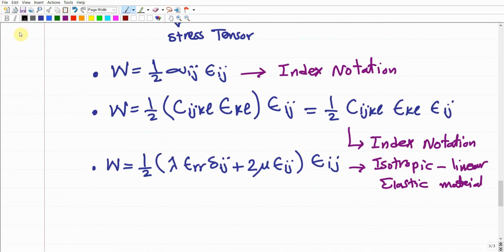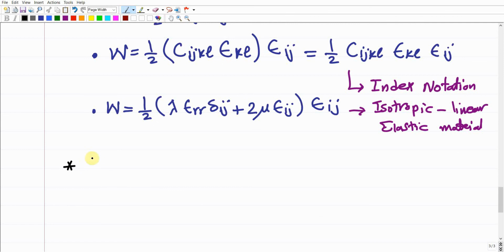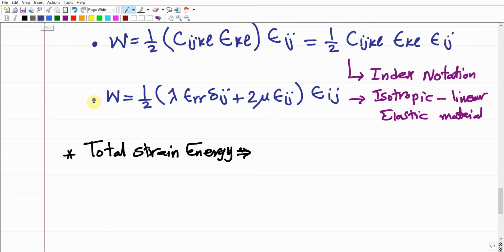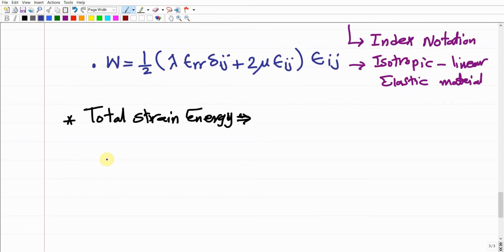So how about the total strain energy? Remember that this strain energy is elastic energy. It is one of the forms of the potential energy. It is already potential energy. So as long as this W is the strain energy per unit volume, how about the total strain energy? Definitely, we are going to give it the symbol U. So this is the total strain energy.